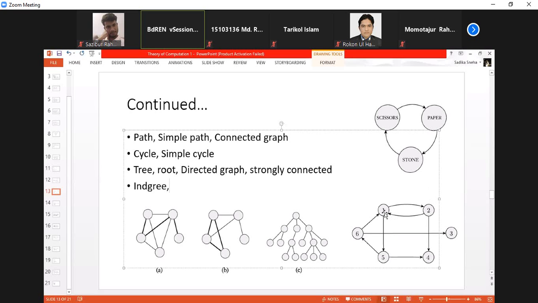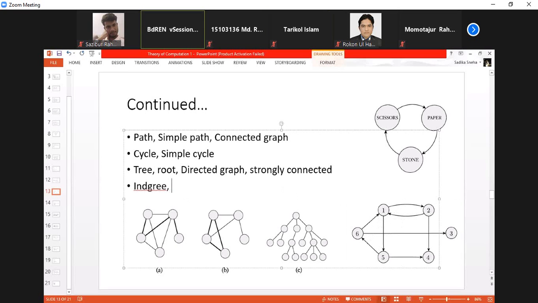So in node 1, what are the number of incoming edges? What are the edges at first? One edge is coming from 2, one edge is going to 2, one edge is going to 5, and another edge is coming from 6. So in degree is the number of incoming edges. How many edges are coming in to 1? Two. There are 2 edges. So this is known as in degree.